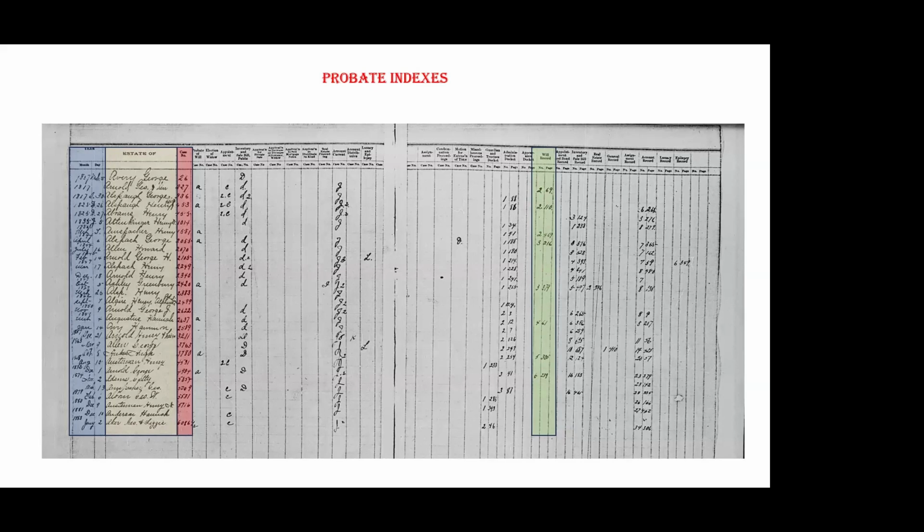Birth indexes carry some of the same information. They will list a certificate number. They will list the parents' names, date of birth, etc.